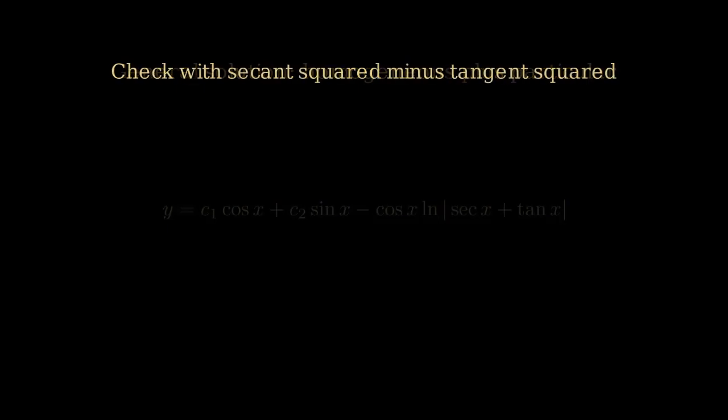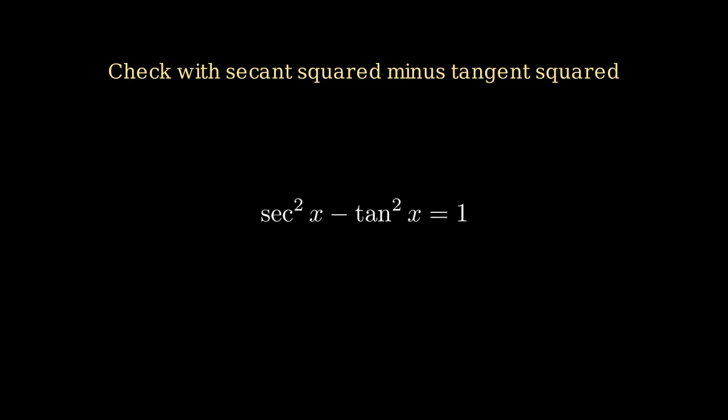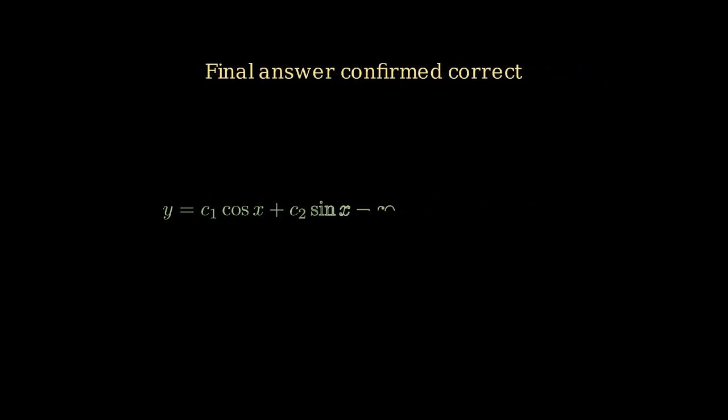To check, we recall the identity secant squared of x minus tangent squared of x equals 1, which is exactly the identity that let us rewrite sine squared of x over cosine of x as secant of x minus cosine of x during the integration. This confirms every integration step used to reach the particular solution was valid, so the final answer, y equals c1 times cosine of x plus c2 times sine of x minus cosine of x times the natural log of the absolute value of secant of x plus tangent of x, is correct.